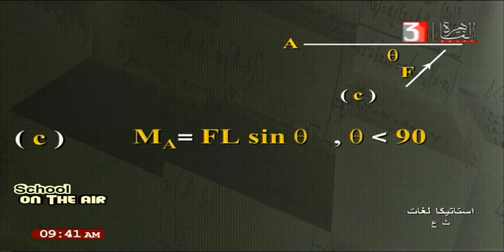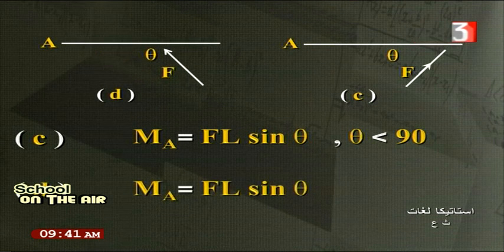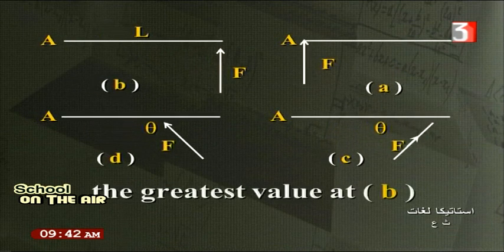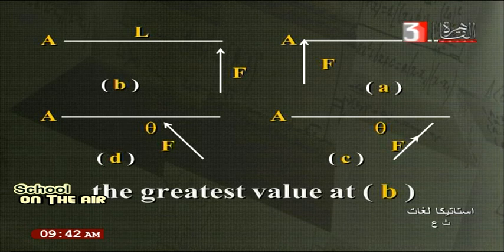Number C, the moment about A is FL sine theta, smaller than number B. Why? Because theta is smaller than 90. Number D, FL sine theta, and theta is more than 90 degrees. Therefore, what is the greatest value? It is figure B. Why? Because in this case the moment equals the magnitude of the force times L, F times L.